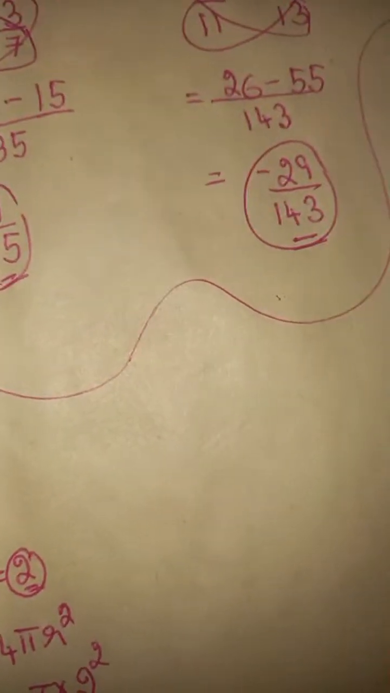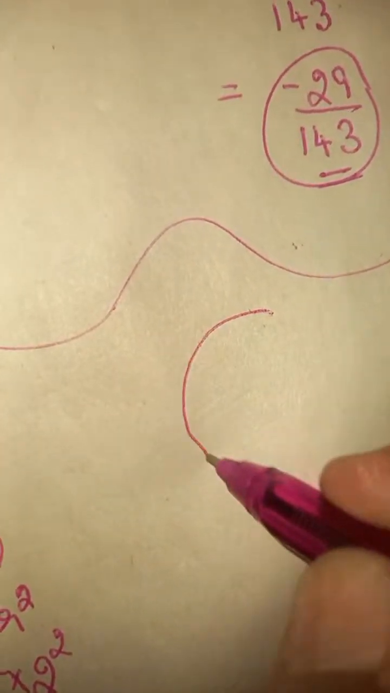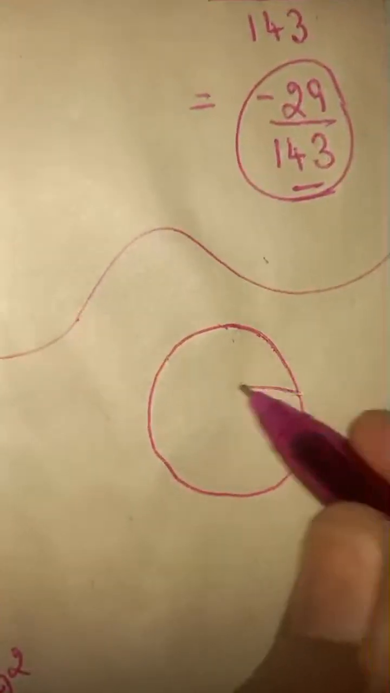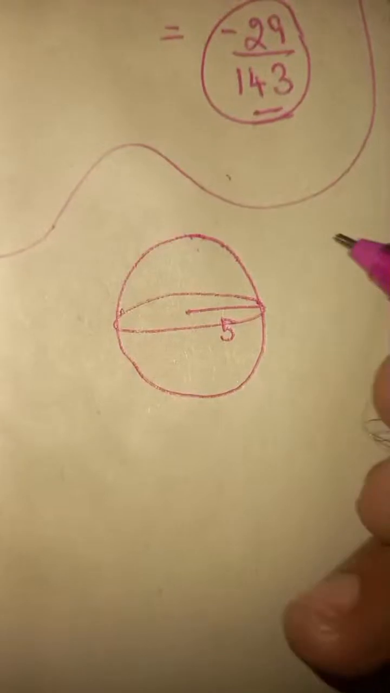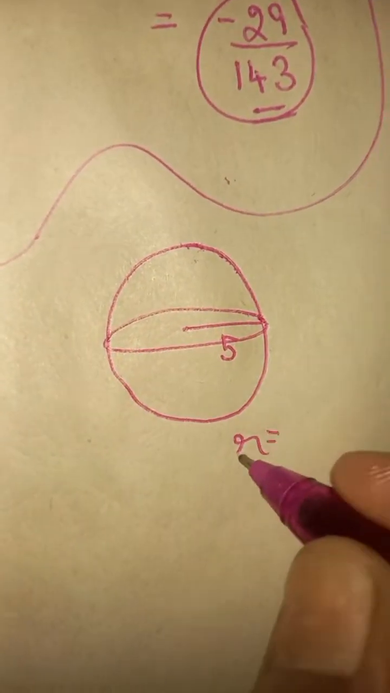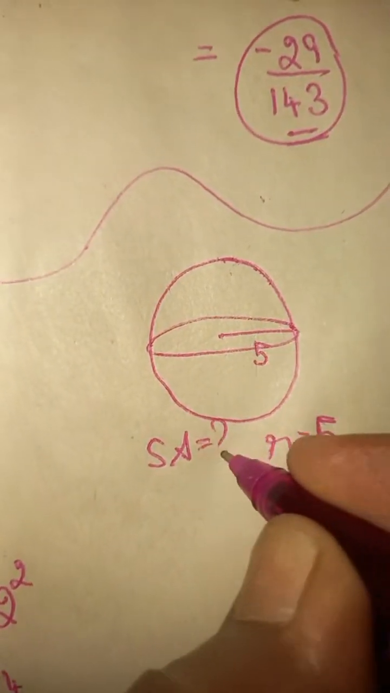Let's take another sphere. Here in this sphere they have given us the radius as 5 units. When the radius is 5 units, here you are going to get the surface area. You can do it out.